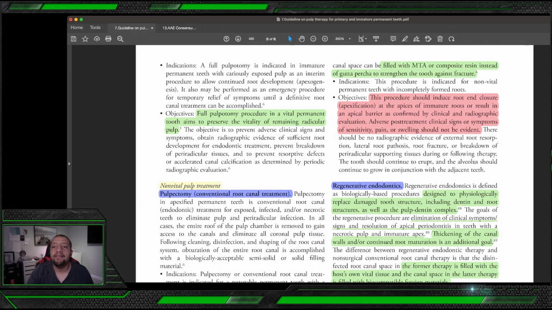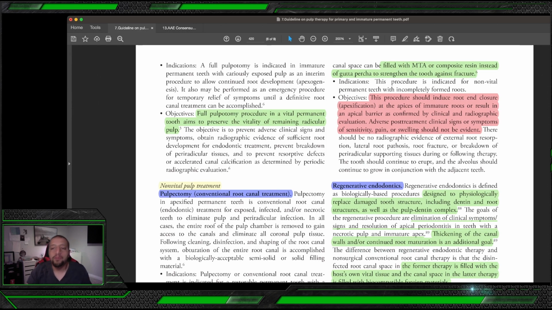Okay, and filled with MTA or composite resin instead of gutta-percha to strengthen the tooth against fracture. In this case, when the apex is largely open, meaning the dentin is so thin in this area, they prefer to use MTA, but it is very rich for a dentist to fill the whole canal with MTA, or a composite resin, still very rich. And then to strengthen the tooth against fracture.